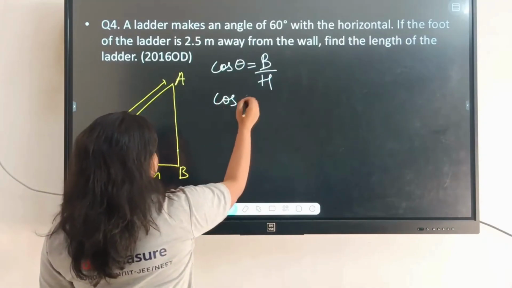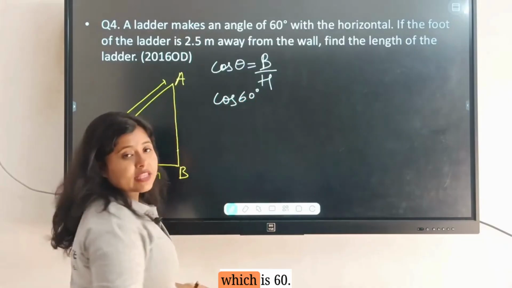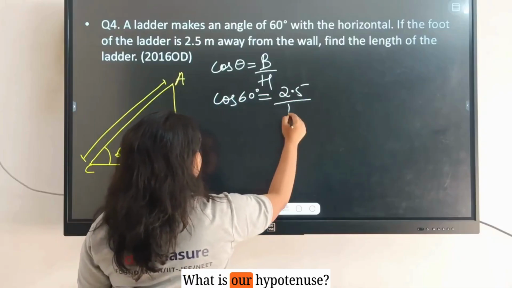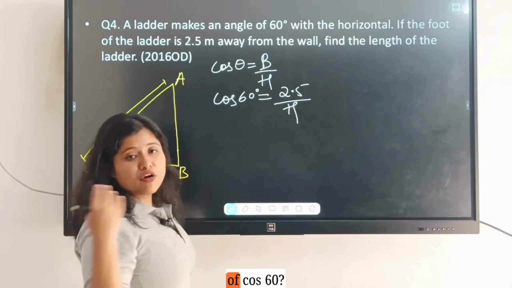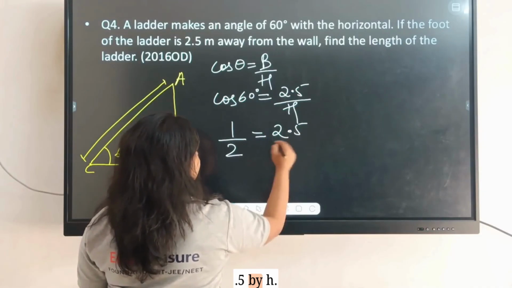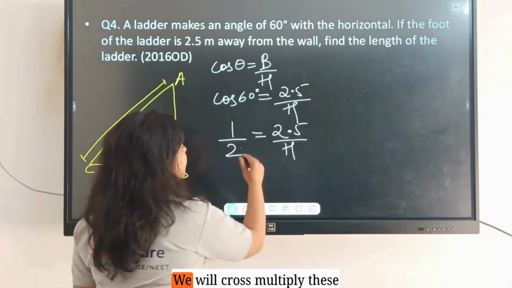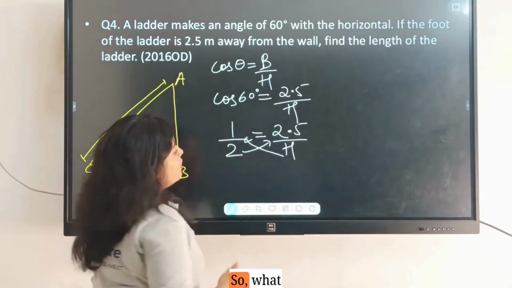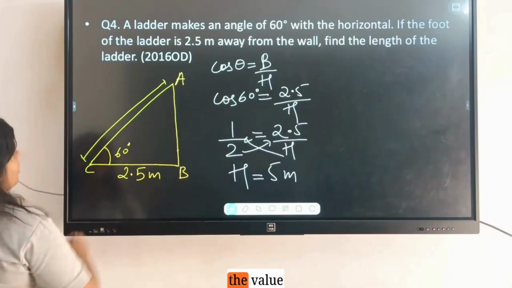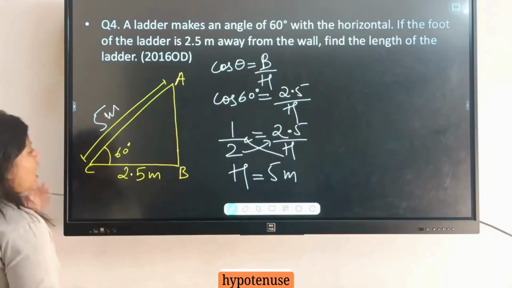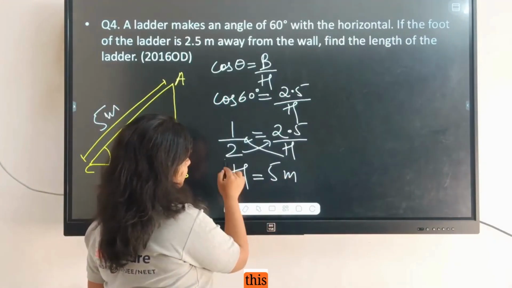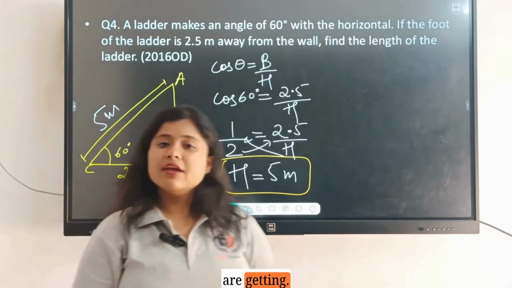Yes, we have to find our hypotenuse. What is our theta? It is 60. What is our base? It is 2.5. What is our hypotenuse? We don't know. What is the value of cos 60? The value of cos 60 is 1 by 2, equal to 2.5 by h. What we are going to do further, we will cross multiply these two. So we get our hypotenuse as 5 meter. So this is our answer we are getting.